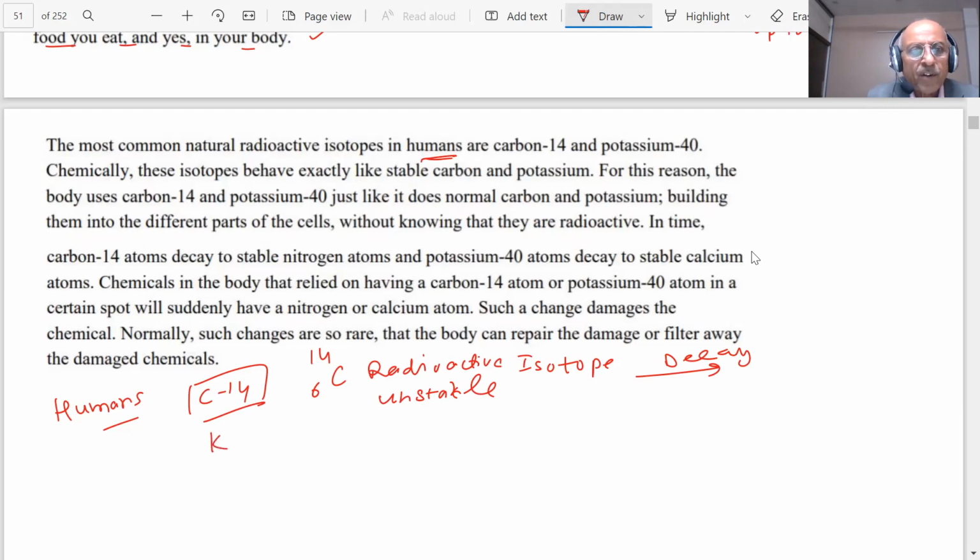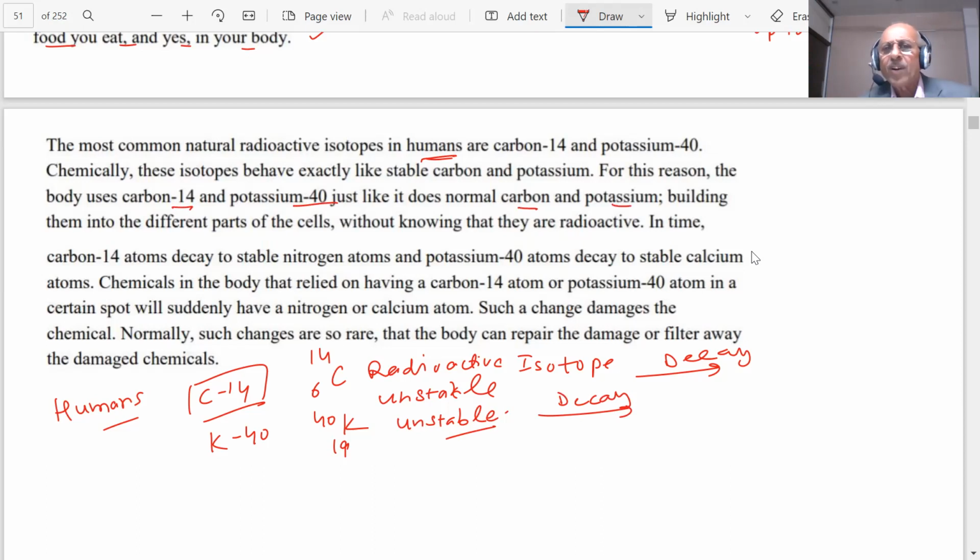You know what is potassium-40. I am writing like this. This is K. This is the atomic number. This is the mass number. This is also an unstable isotope. So this will also undergo radioactive decay. What we are calling radioactive decay. For this, the body uses carbon-14 and potassium-40 just like it does normal carbon and potassium. In our body, there is a very small amount of this.